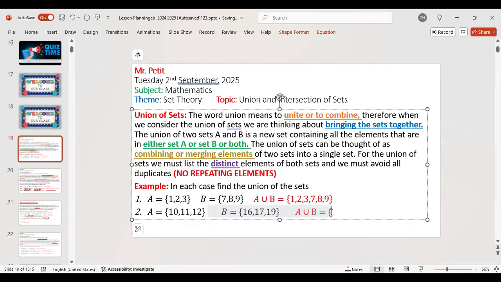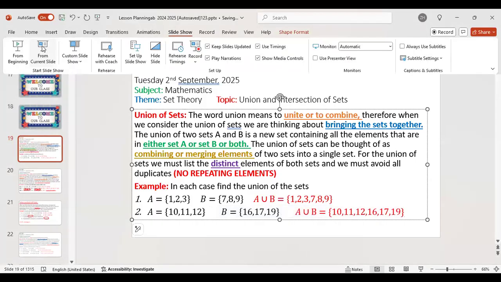It would be open brackets, 10, 11, 12, 16, 17, 19, close bracket. Very good. Does that make sense? Does that make sense to you?